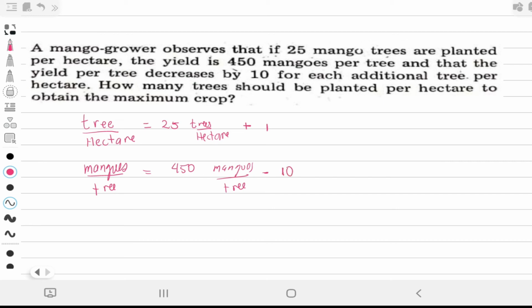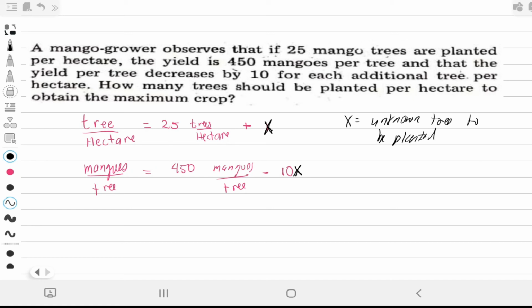Now, the question is, how many trees should be planted? Therefore, the number of trees is unknown. Let x be equal to the unknown number of trees to be planted. We multiply this x here, since the additional trees are unknown. With each additional tree, you get 10 fewer mangoes per tree, so you multiply by 10x here.